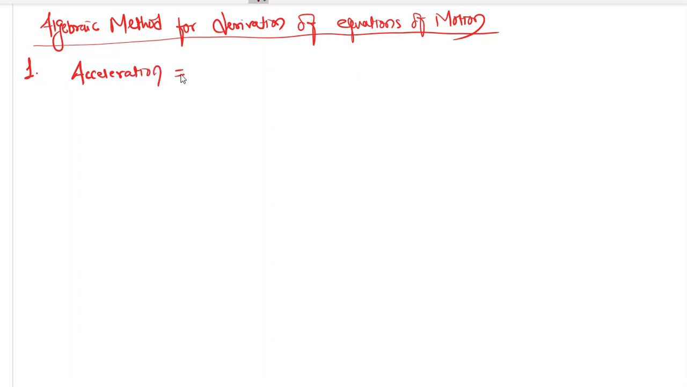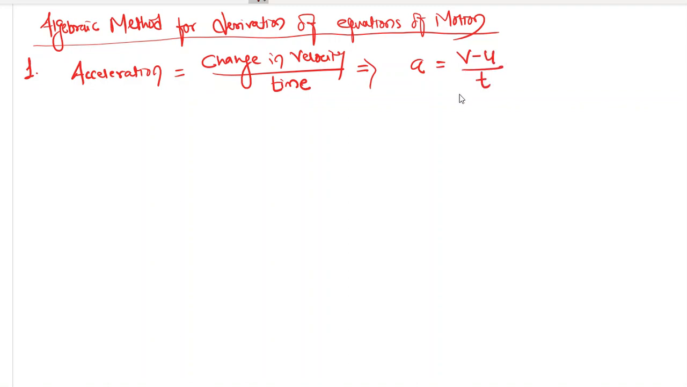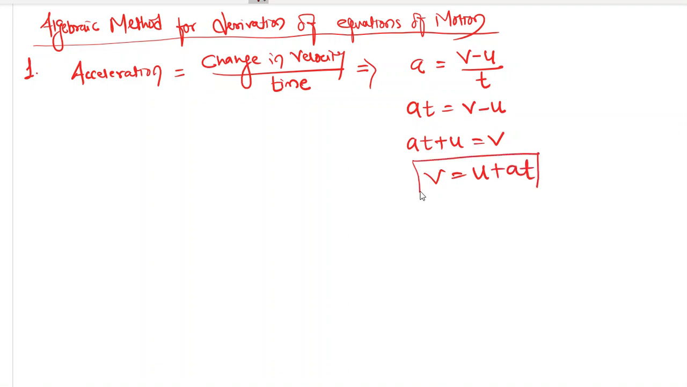What is acceleration? Acceleration is change in velocity upon time, right? How can you write change in velocity? You can write it as a is equal to v minus u upon t, change in velocity upon time. And you can simplify it as at is equal to v minus u, or at plus u is equal to v, or v is equal to u plus at. What is that? That is your first equation of motion. That is so easy, right?